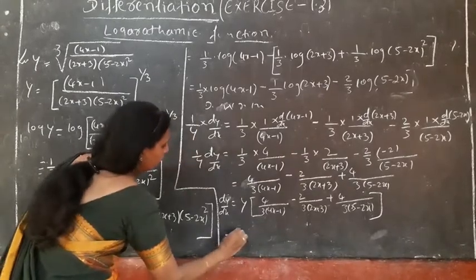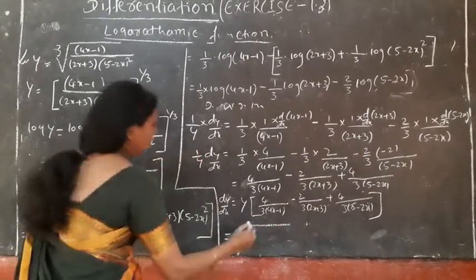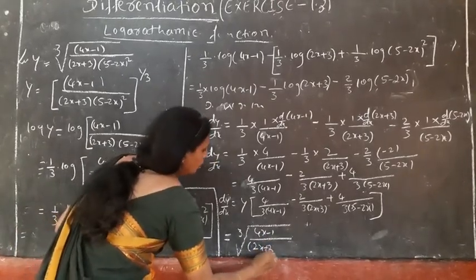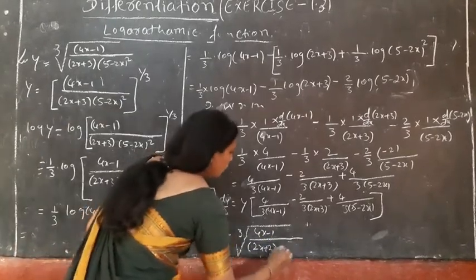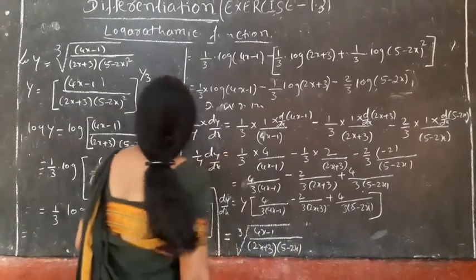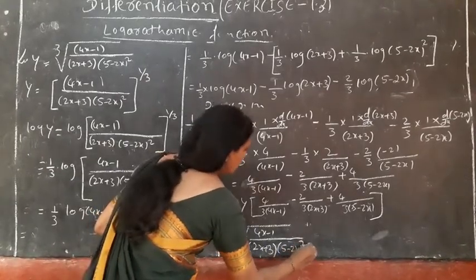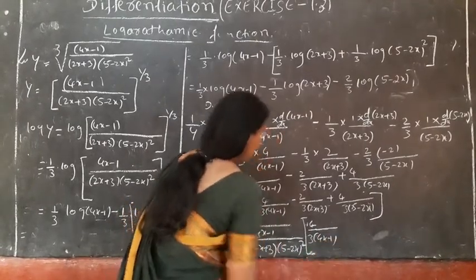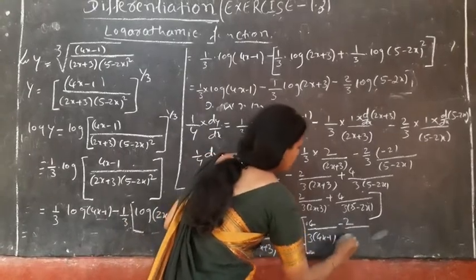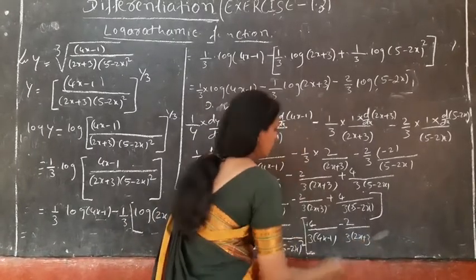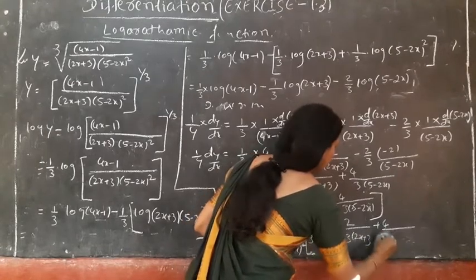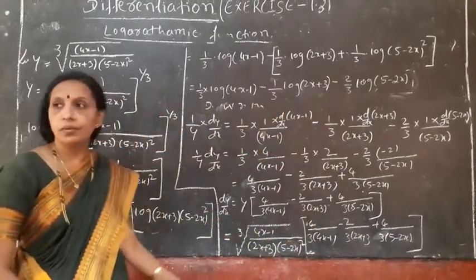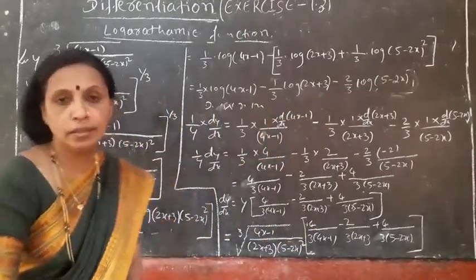Finally put the value of y, that is cube root of (4x minus 1) divided by ((2x plus 3)(5 minus 2x) squared). Next write the bracket: 4 upon 3(4x minus 1) minus 2 upon 3(2x plus 3) plus 4 upon 3 into (5 minus 2x). This is the answer. Okay, we will solve the next examples in the next video.